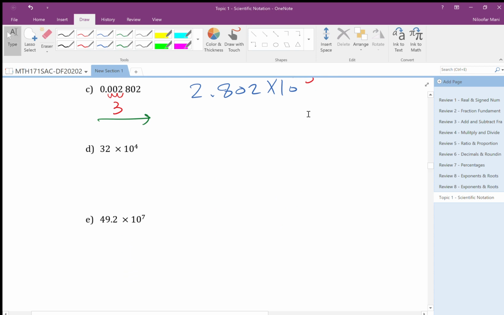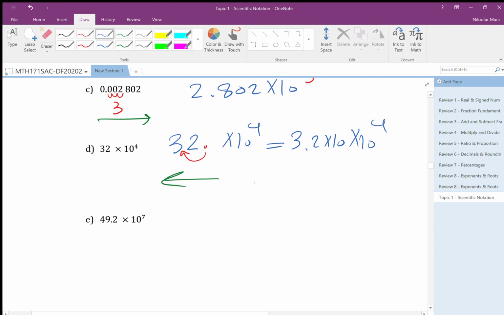Okay, how about this? I have 32. I don't have a decimal, I put it here, multiple 10 power 4, which is 1 move here, and to which direction? This direction. So it is 3.2 times 10 times 10 power 4, which is 3.2 multiple 10 power 5.